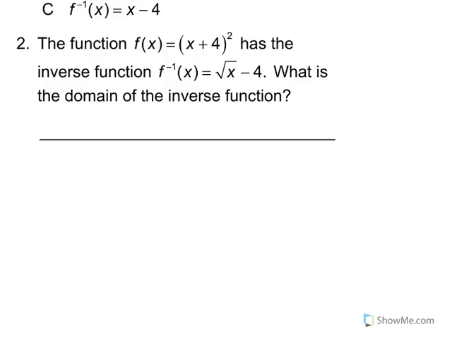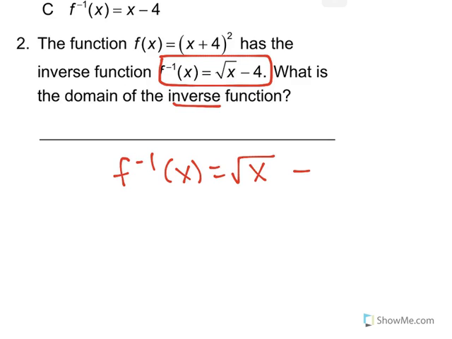Number 2 says the function f of x equals x plus 4 squared has the inverse function of radical x minus 4. What is the domain of the inverse function? So the question is asking about the inverse. And so we're mainly dealing with this equation right here. And since we realize that this is actually a square root function, that f inverse is equal to the square root of x minus 4, the domain usually has to do with the x values.